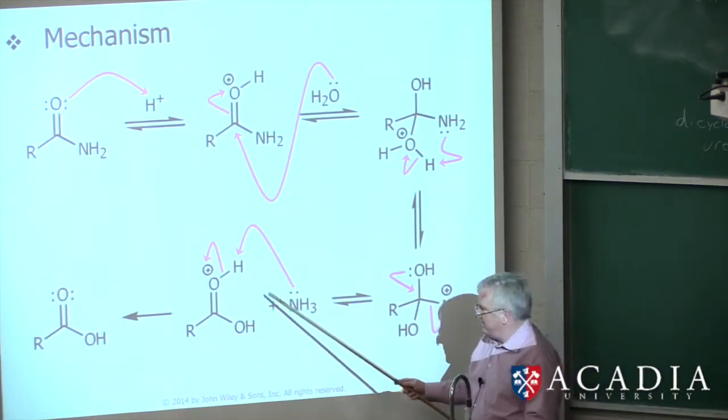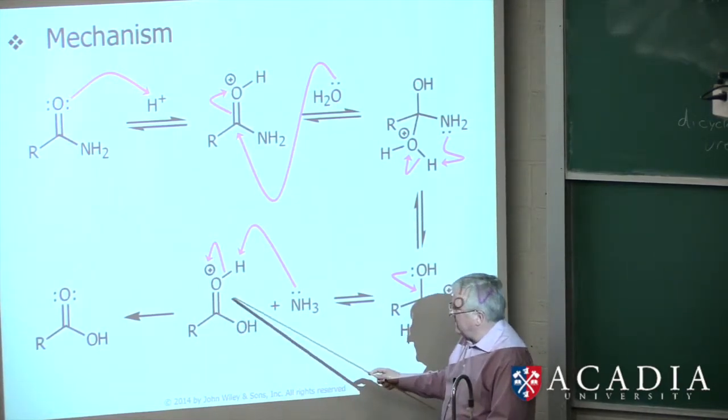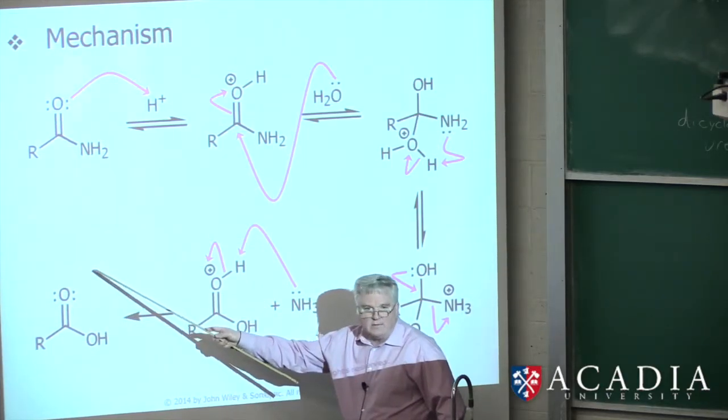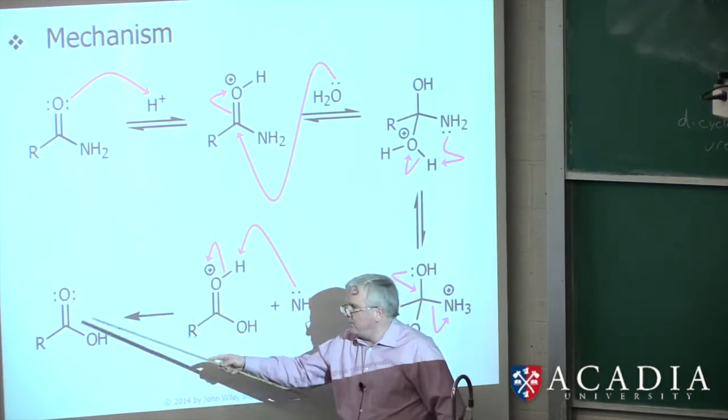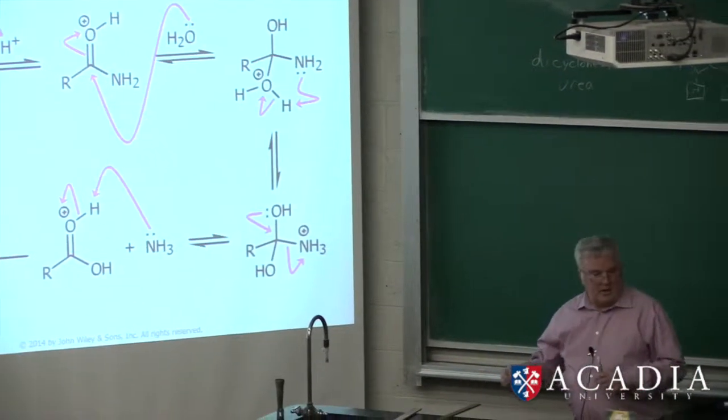The last step, the ammonia is going to react with our protonated acid to form the ammonium, which is missing here. The other side product of this reaction is NH4+, and the carboxylic acid.